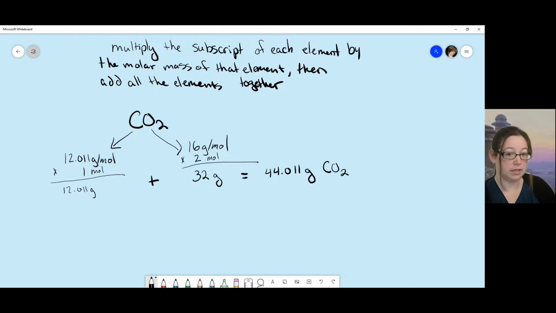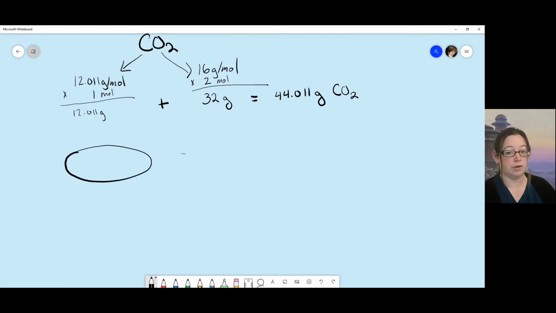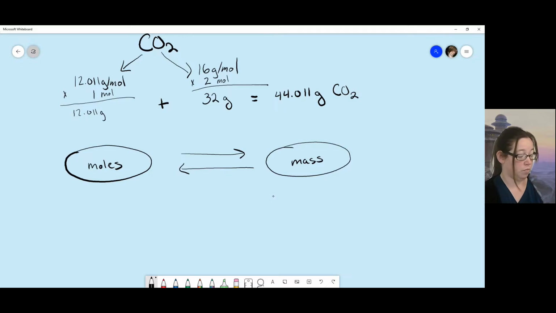And to fill in the last little bit at the bottom, you're going to have your little bubbles, your arrow, your other arrow, a little bubble here. This is going to be moles. Mass. To go from moles to mass, you multiply your number of moles times the molar mass. For a compound, remember you have to do that for each element and then add them together.